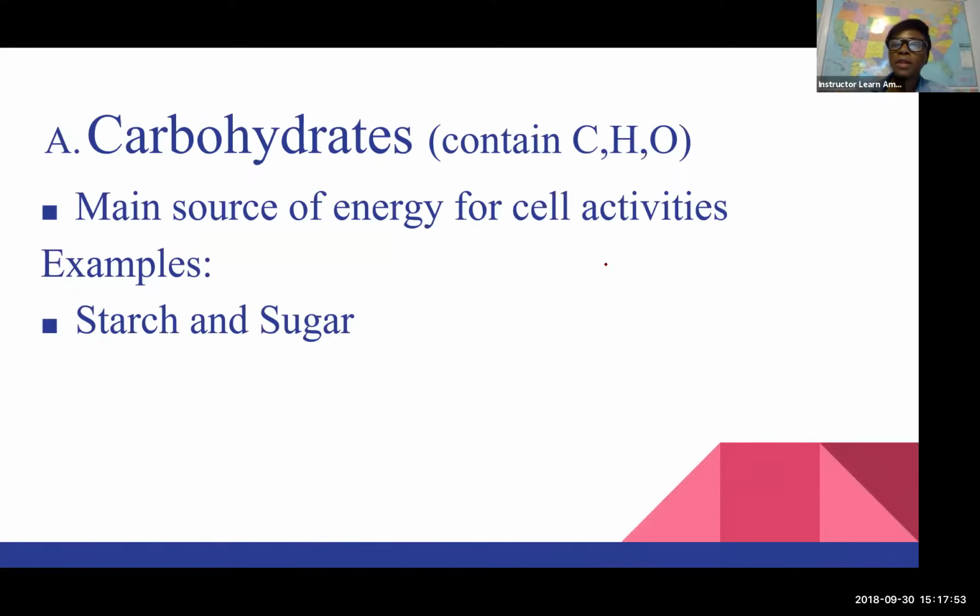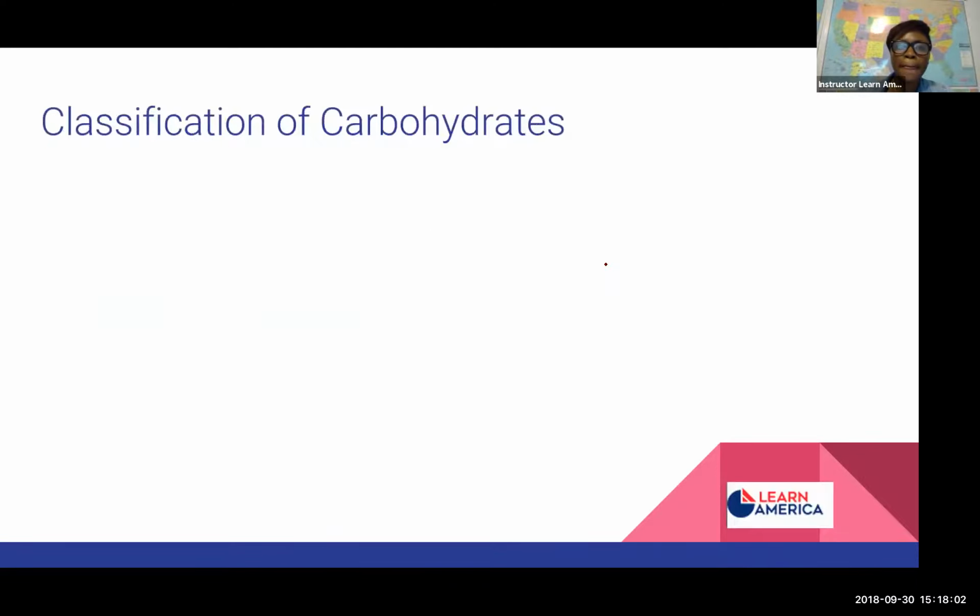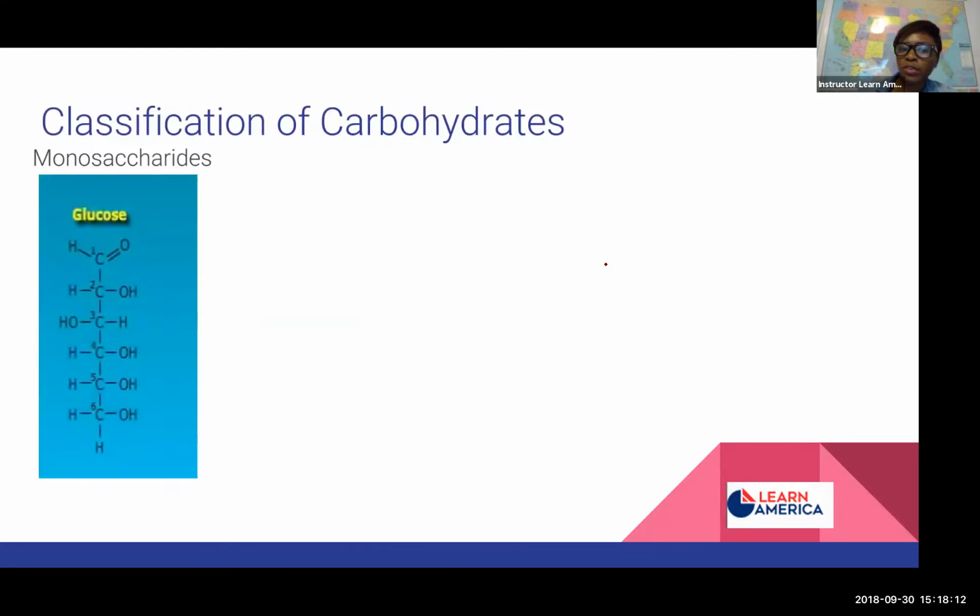So our carbs represent a major source of energy for our activities, and that's going to include our starches and our sugar. Now, there are different categories of carbohydrates. We have our monosaccharides, which look something like this. Glucose is an example of a monosaccharide. Fructose is a monosaccharide.